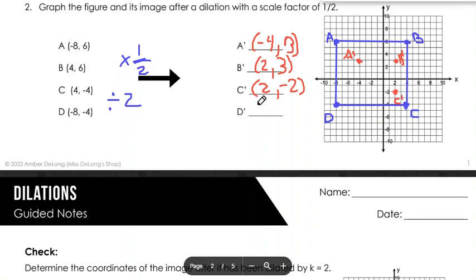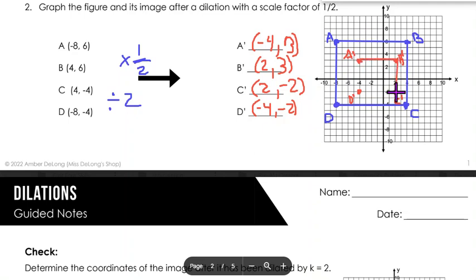And then my D is -8, -4. Half of -8 is -4. Half of -4 is -2. So negative 4, negative 2. I'll go from negative 4 down to negative 2, and then there is D prime.